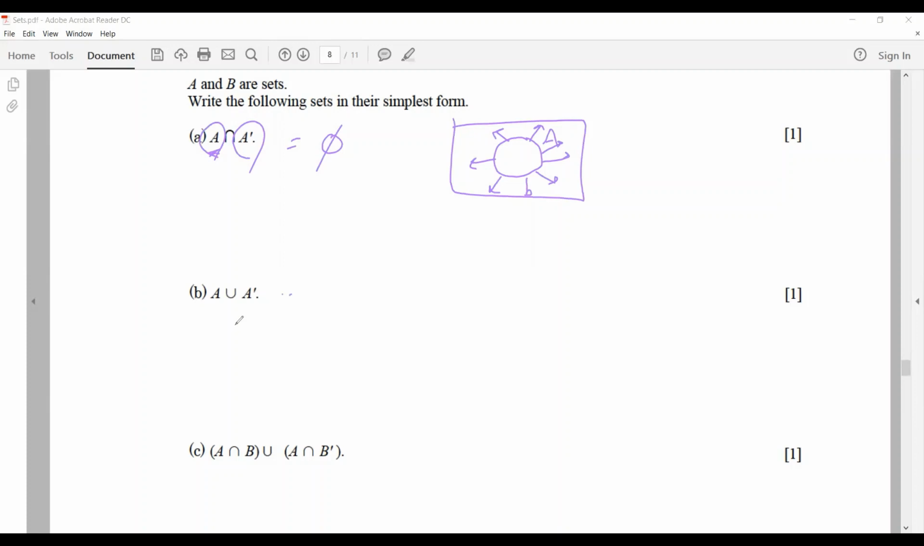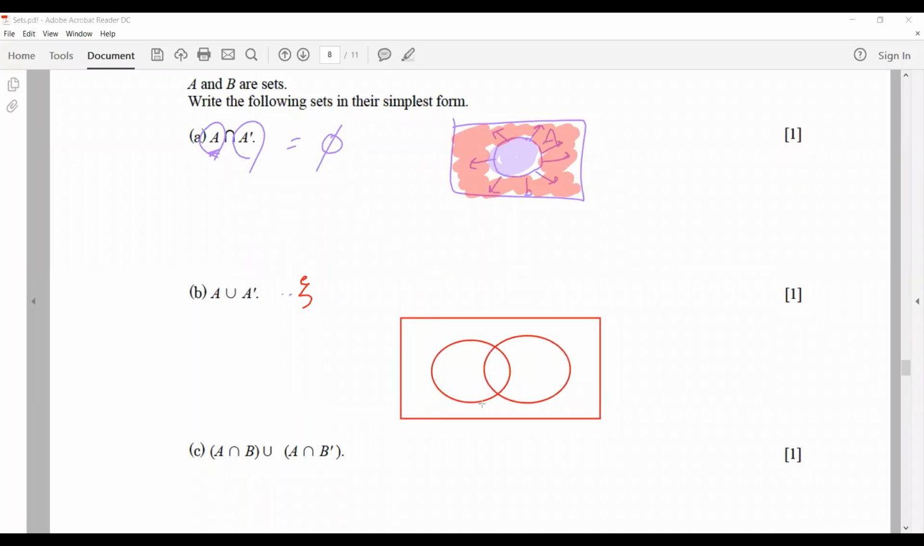And A union A complement. If you add everything inside A with everything outside A, which is A complement, that gives you the universal set, the set Z. And last one, we have A and B. It always helps if you can imagine it. If you cannot imagine it, I suggest you draw it. That helps you a lot.